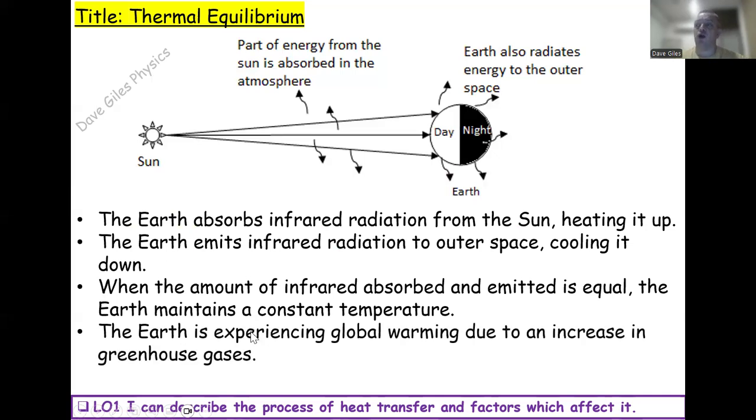The Earth is experiencing global warming due to an increase in greenhouse gases. So what happens is the radiation from the sun reaches the Earth, heating it up. It can penetrate the Earth's atmosphere, but when it is reflected from the Earth back up to try and get thermal equilibrium, it can't escape through the greenhouse gases and is reflected back to Earth. So the Earth is no longer in thermal equilibrium, it is heating up instead.